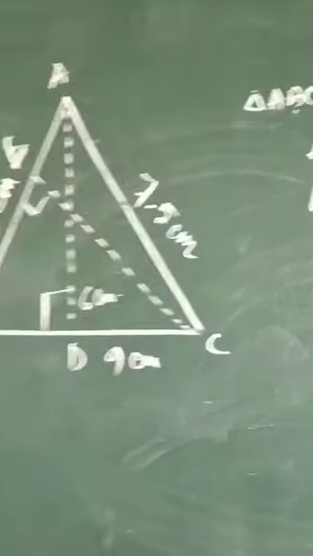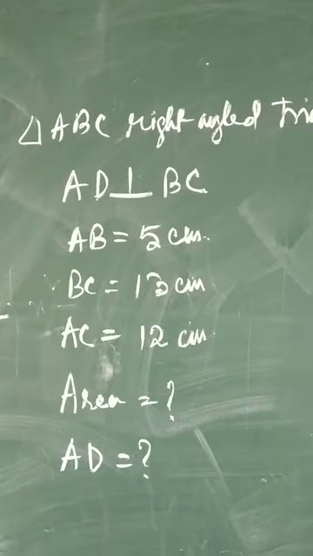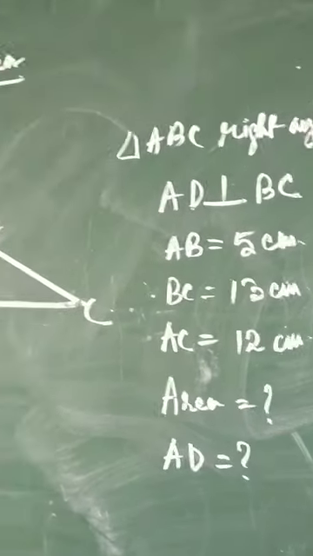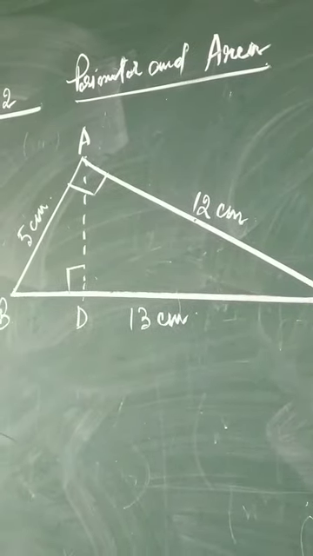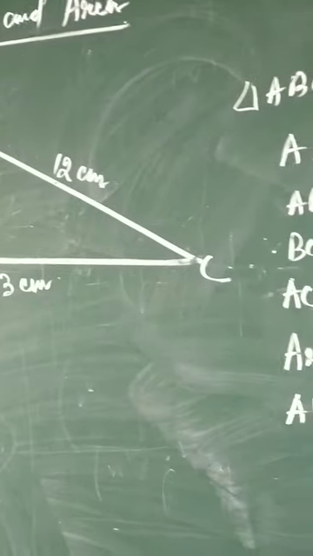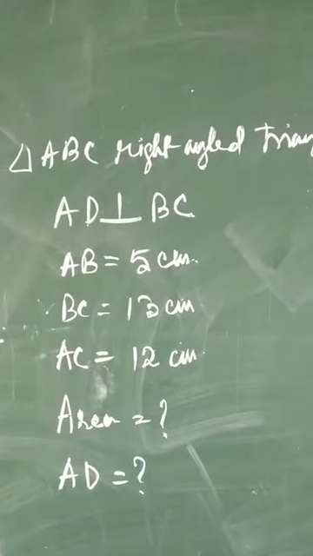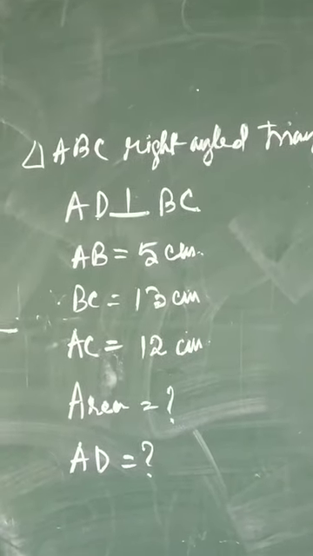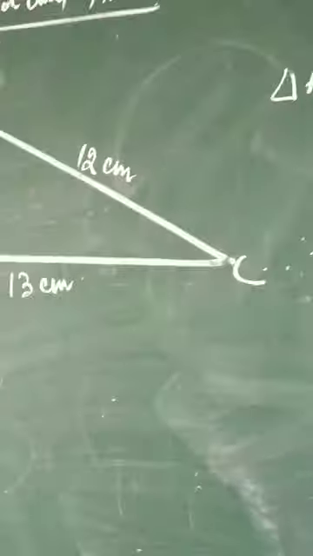What information is given? I have already written it on the board. There is one triangle, and the diagram of the triangle is drawn on the board. It's also available in your book. The information is: ABC is a right angled triangle in which AD is perpendicular.